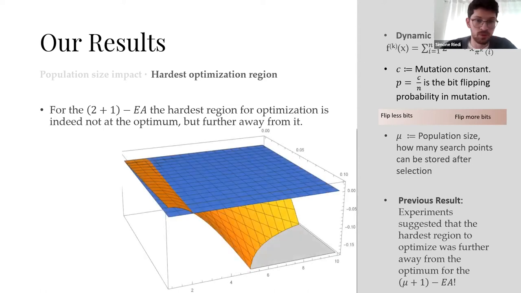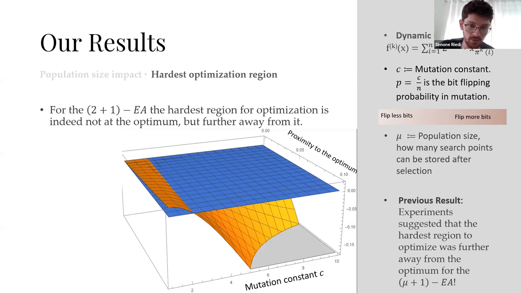We do have a formal proof of this. However, I'll just put the drift here because it's much easier to explain. So this diagram indicates there are two functions here. The blue plane is just a simple zero plane, while the orange plane is the drift of the 2+1 EA. So from drift analysis, we know that if the drift is above the blue plane, or above zero, we end up with a fast algorithm that runs in quasilinear time. While if it is below the blue plane, then we end up with a slow algorithm that ends up in exponential runtime. So the two axes of this graph are the mutation constant C and the proximity to the optimum.